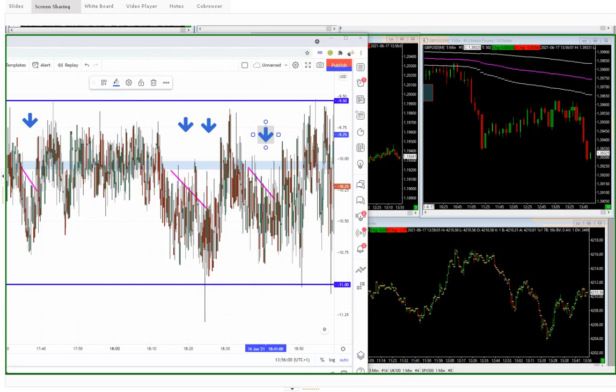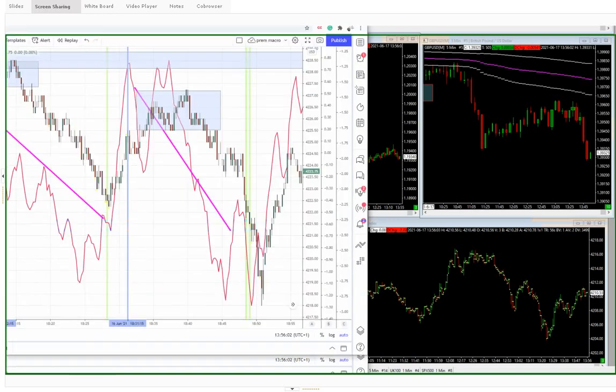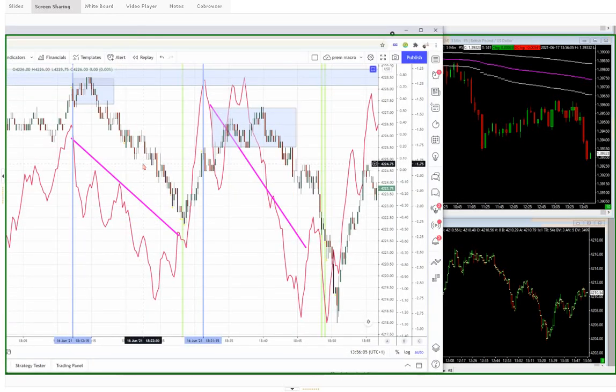Here's the S&P sell programs with a moving average. Take a look at these trades here. You can see quite clearly that there is a sell program kicking off here. You can see quite clearly that there's a sell program kicking off here. So you can recognize the opportunity to get massively short into this.